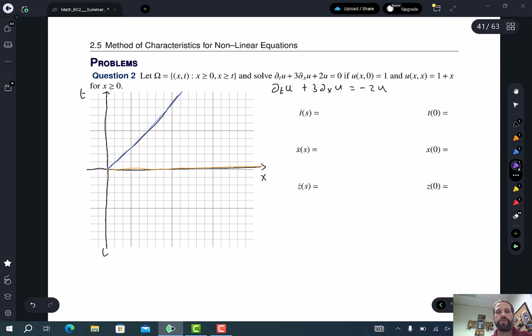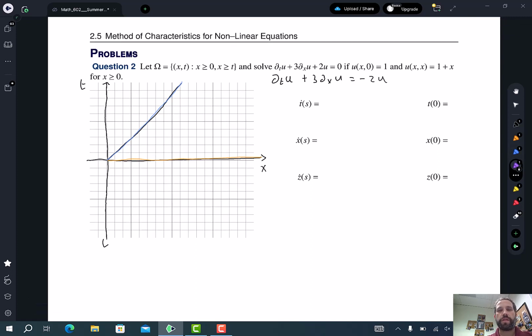Now I want to get the characteristics. So t dot is always going to be the thing multiplying the t derivative, so that's 1. Now, what t of 0 is will depend on whether I'm on the x-axis or this line, u of x, x. Why did I put it on that line? Because I'm looking at u along the line where t is equal to x. So t dot is equal to 1, and t of 0 is going to be t naught. Again, we have two different choices, whether I'm on the x-axis or this t equals x line.